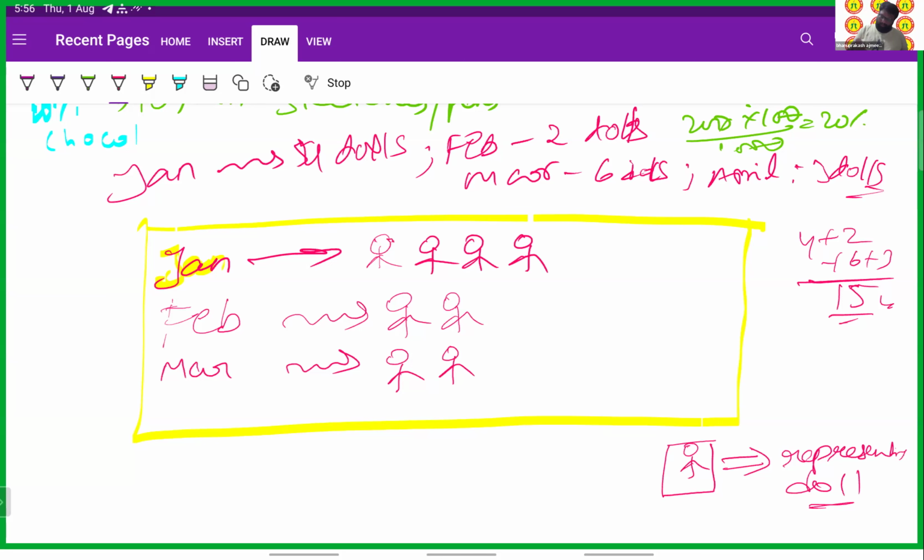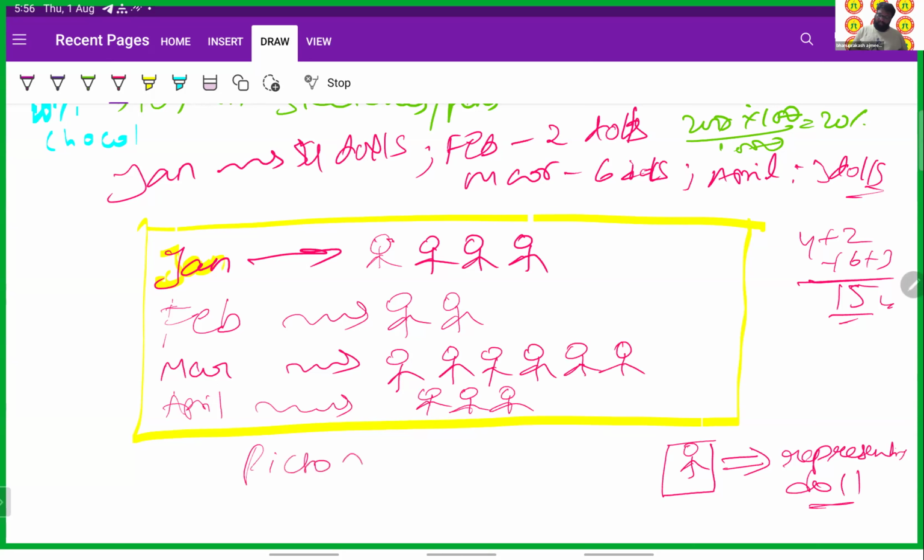Yes. So in March you have 6 dolls. In April you have 3 dolls. Okay, fine. So this is the data which we represent through a pictograph. So this is called a pictograph. Any confusion in the pictograph? No, sir.